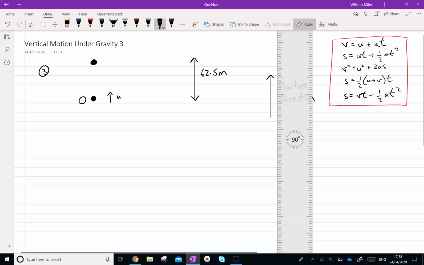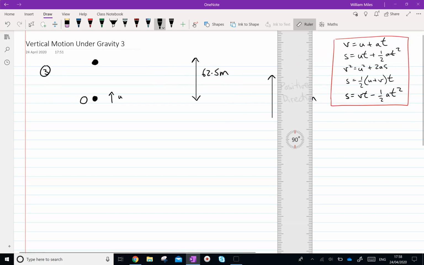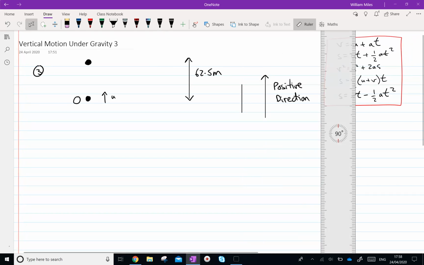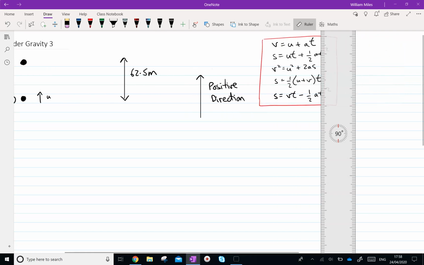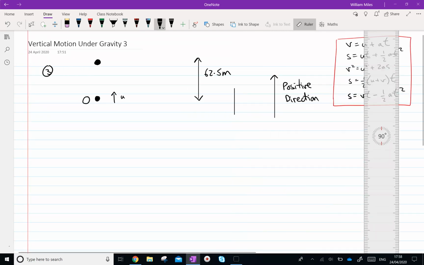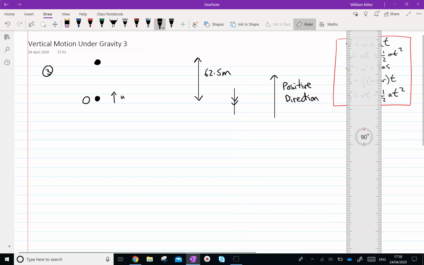it reaches maximum height. Remember, gravity is working down the page. It's working against gravity, so our acceleration will be downwards. So it's accelerating this way. Because the positive direction is upwards, the acceleration will be downwards 9.8 meters per second squared. When the particle is initially released, it's going upwards with the speed, but gravity is working against it.